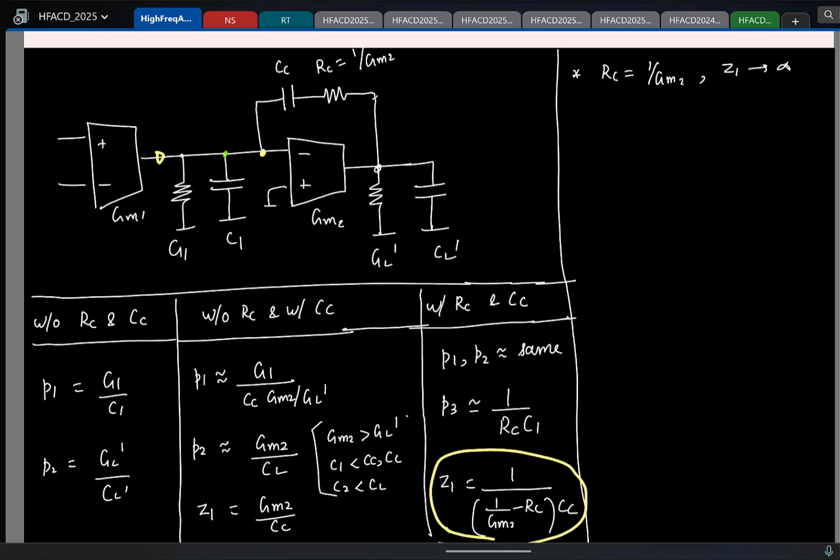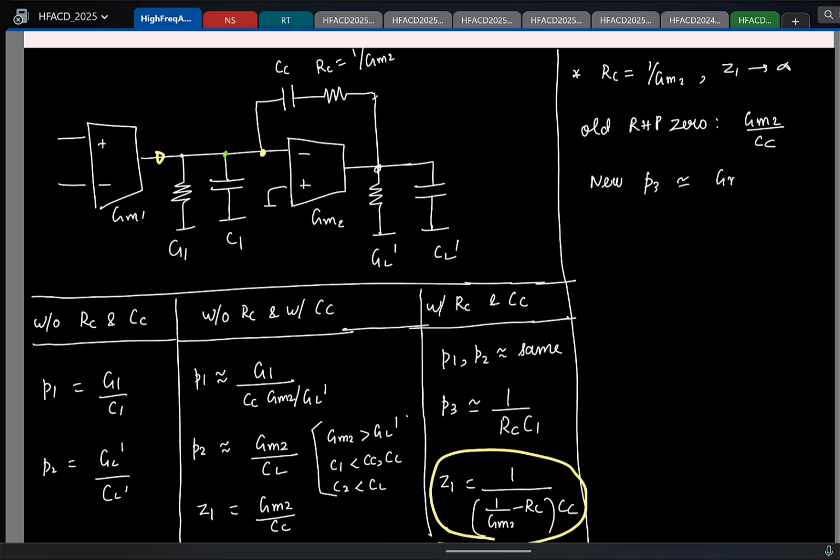No. Basically, if you have a RHP 0 or a left half plane pole, both will add to a phase lag, right? And the phase margin reduces, correct? My question is, are we doing any better than this case, or we are still the same? Yeah, now it depends on whether the P3 is at a higher frequency than your old RHP 0, correct? We can quickly check. My old RHP 0, where was it at? GM2 by CC. Now my new third pole, it's roughly at GM2 by C1.